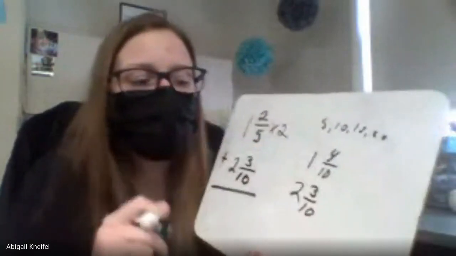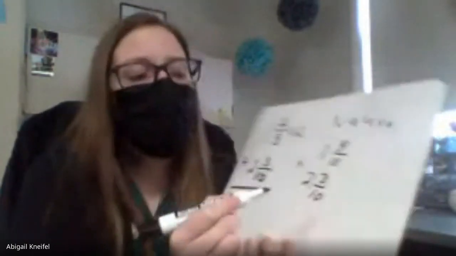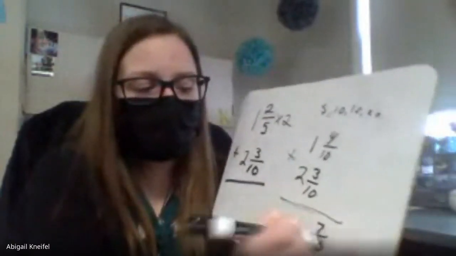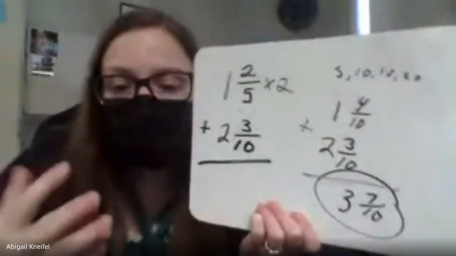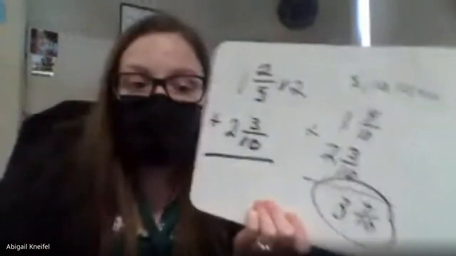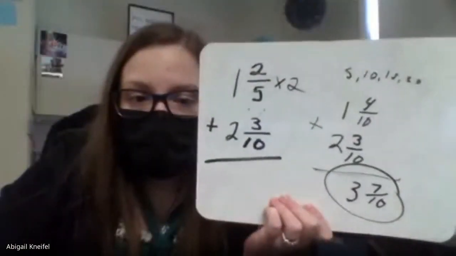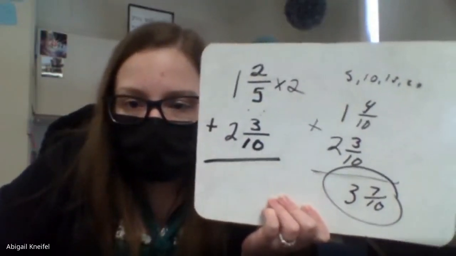So now I have 1 4/10 plus 2 3/10. 4 plus 3 is 7 over 10. 1 plus 2 is 3. Our answer should be 7 3/10. There's no way to simplify 7/10, so you did not have to do that. What questions do we have? Now is the time to ask.